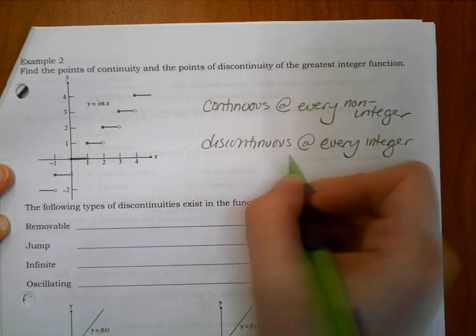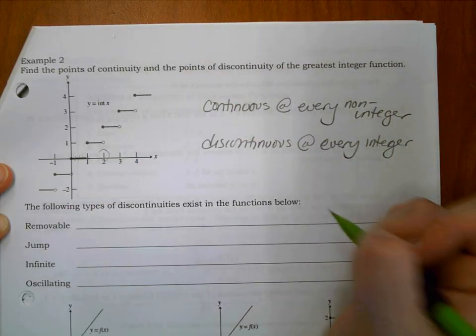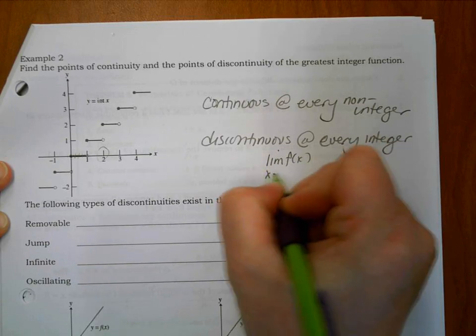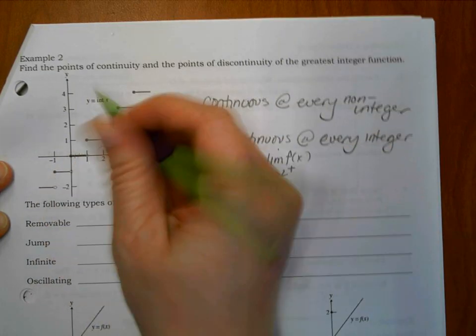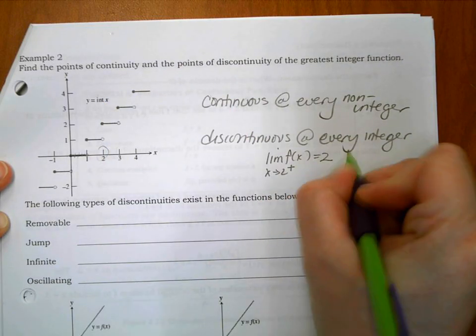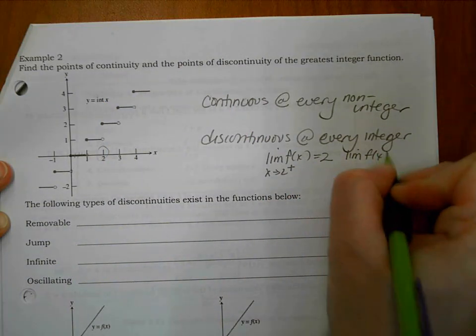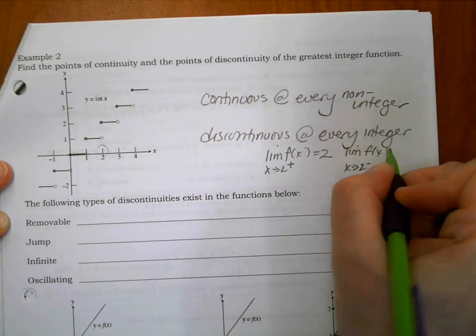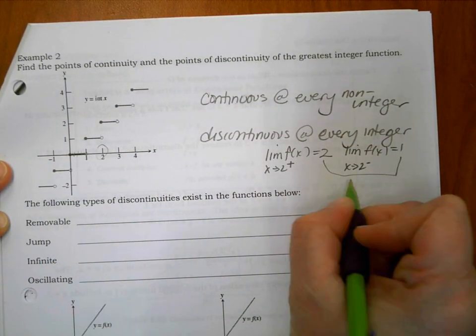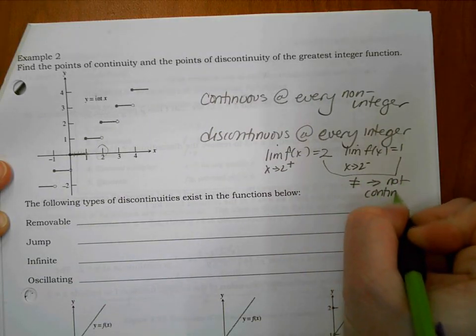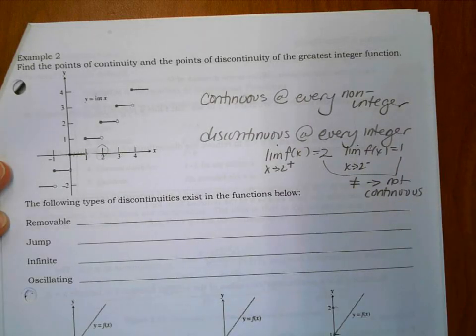Okay, and because we could say, let's say we were checking it at 2. So the limit of f of x as x approaches 2 from the right. If I'm approaching 2 from the right, my limit would be 2. If I was approaching 2, let's say from the left, my y value would be 1. Because those are not the same, that means it's not continuous. The left and right hand limits are different.